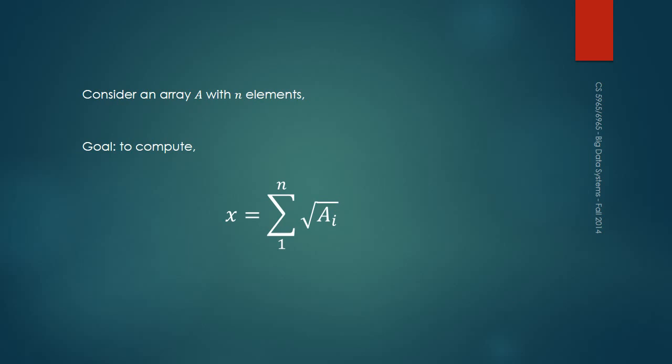I just dumped this here. I'm not going to talk too much about it. I want you to think. This is fundamentally a very simple problem. Let's say that we have an array with n elements, right? And our goal is to compute the sum of all of these elements, maybe with some function applied to each element. In this case, the square root.